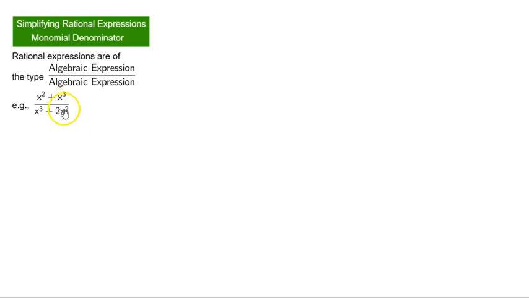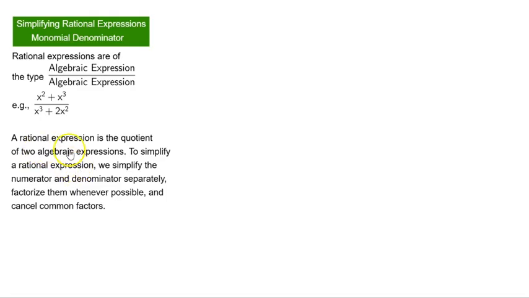Now, remember, whenever we are talking of division, the denominator cannot be 0. But for the moment, we will ignore that because we will be focusing on simplifying the rational expressions. A rational expression is the quotient of two algebraic expressions. To simplify a rational expression, we simplify the numerator and denominator separately, factorize them whenever possible, and cancel common factors. Okay, so let's look at some examples.